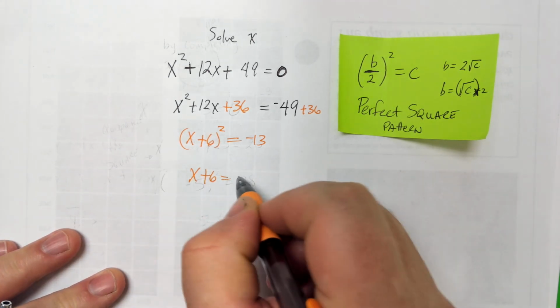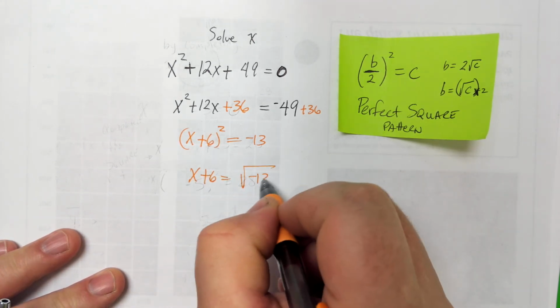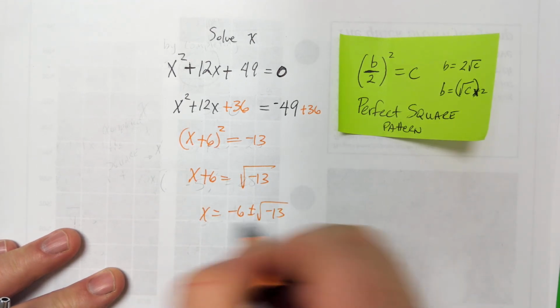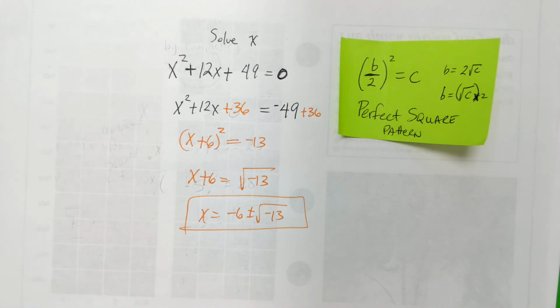So then x plus 6 equals the square root of negative 13, so x is going to be equal to negative 6 plus or minus the square root of negative 13. What's the answer? X equals negative 6 plus or minus the square root of negative 13. Correct. Now that's not a real answer, it's imaginary, but we're not worrying about that yet. We're just trying to be able to solve it.